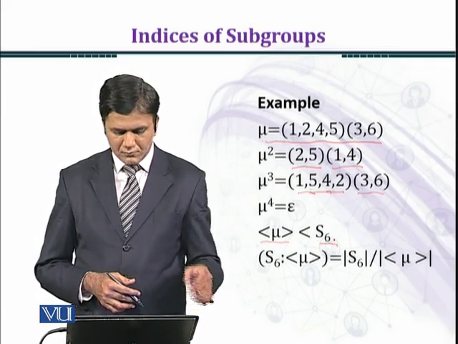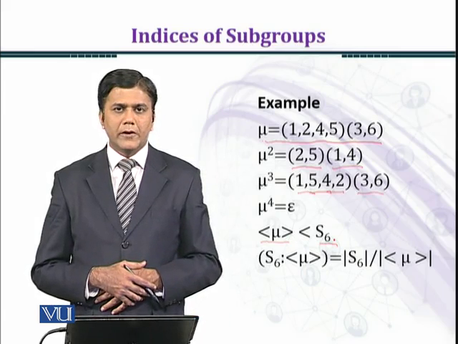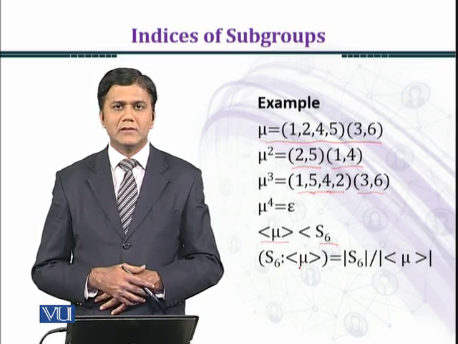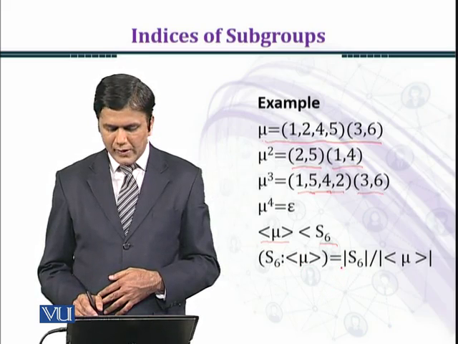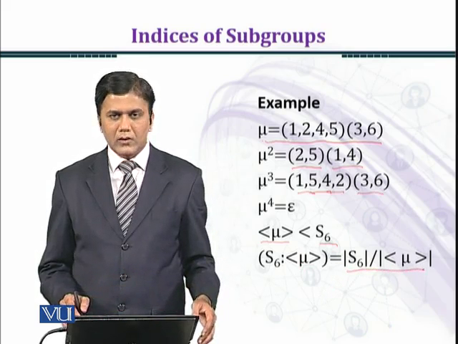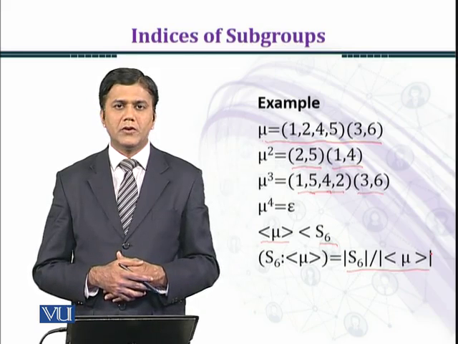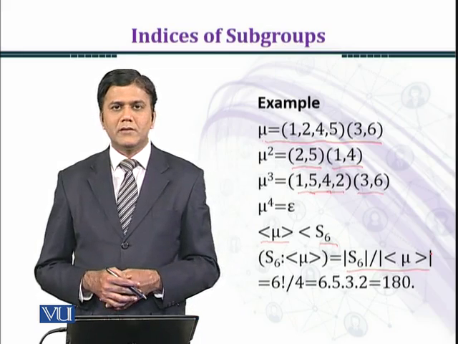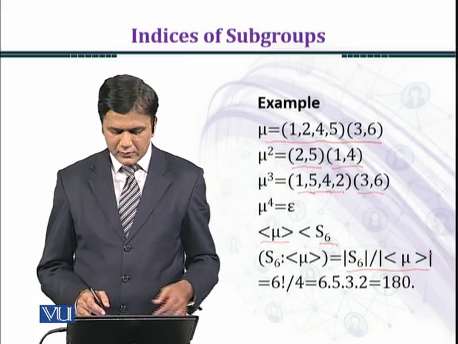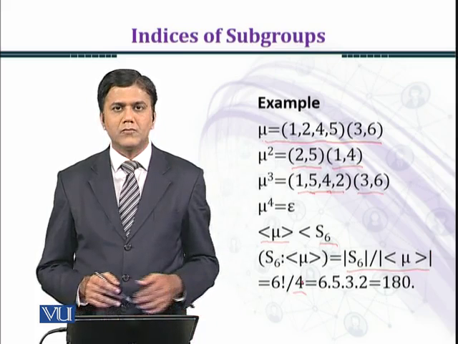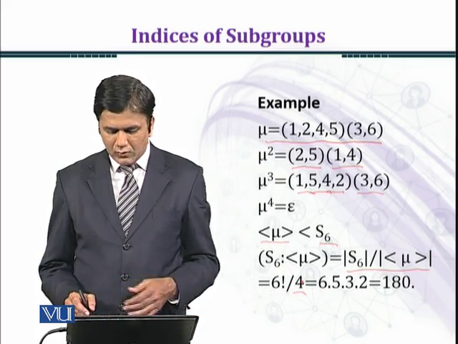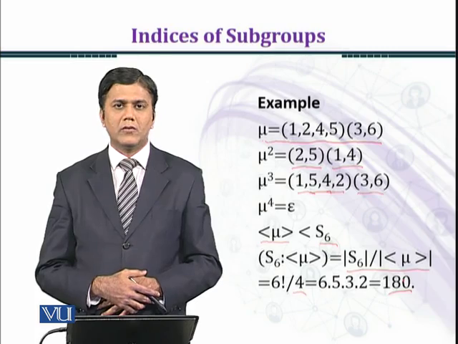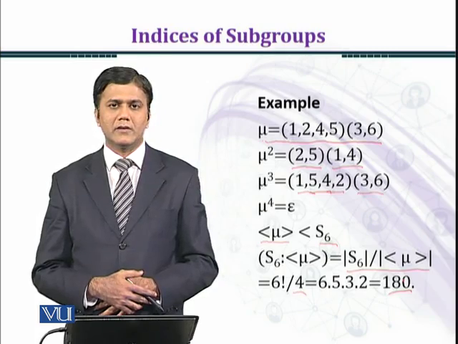Now we are going to find the index of the cyclic group generated by mu in S6, and we shall have order of S6 over order of the cyclic group generated by mu. And we know that the order of S6 is 6 factorial and the order of the cyclic group generated by mu is 4. So we shall obtain index 180. The index of the cyclic group generated by mu in S6 is 180.